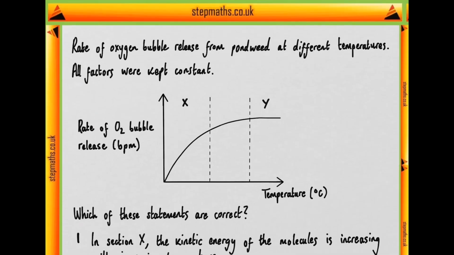Before we get into them, let's quickly remind ourselves of why oxygen is being released at all. Well, it's because oxygen is a byproduct of photosynthesis. So this experiment is essentially an indirect measure of photosynthesis, which is of course the generation of glucose and oxygen from carbon dioxide and water.